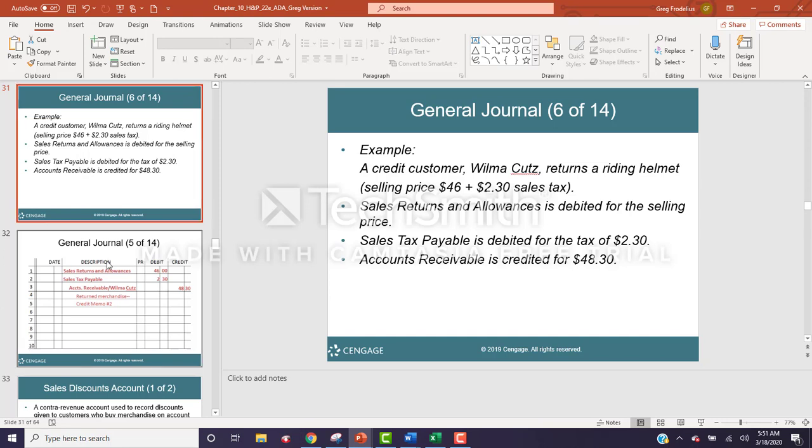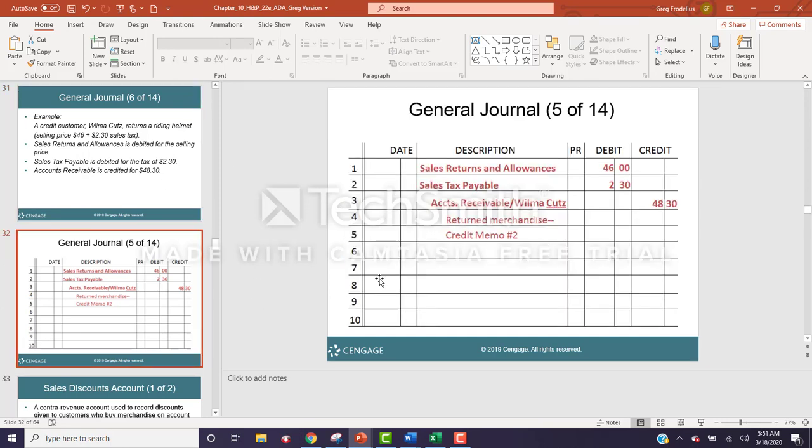It's easier to flip to the general journal entry and show you exactly what we're talking about here. Our sales returns and allowances, again, is a contra revenue account. We debit for the $46, the selling price. We turn around and debit the sales tax payable because we need to remove that payable. That liability is no longer there. And then we credit the accounts receivable, which gives Wilma Cutts back her accounts receivable on our records.